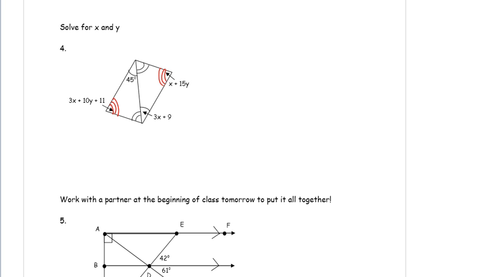Okay, I see pretty simple setup right here. One angle is equal to the other, so 3x plus 9 equals 45. Those angles have to be congruent. You can solve for x from there, and then you plug it back in, and I'll let you guys solve for y. So finish this one for tomorrow.